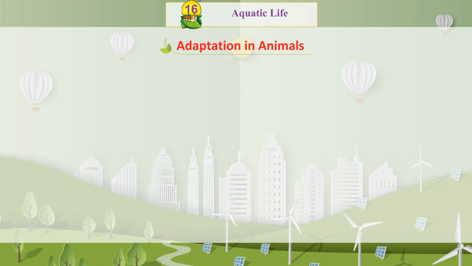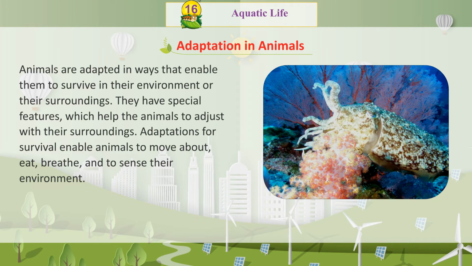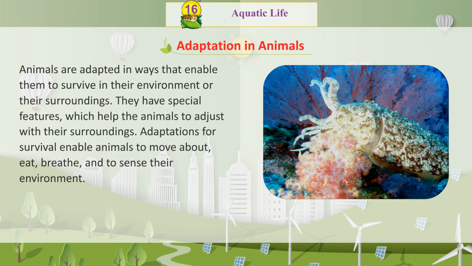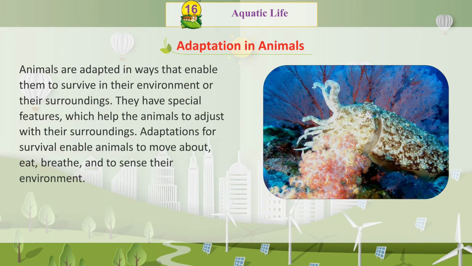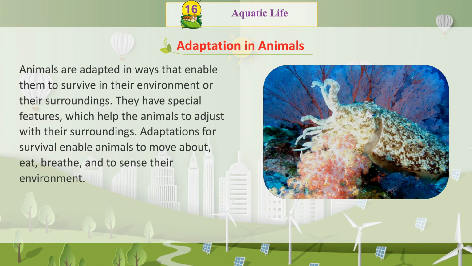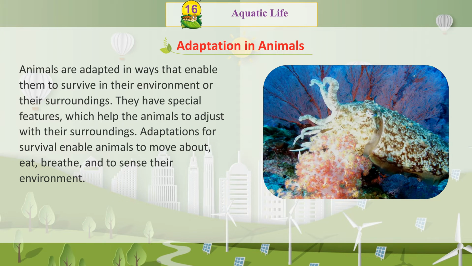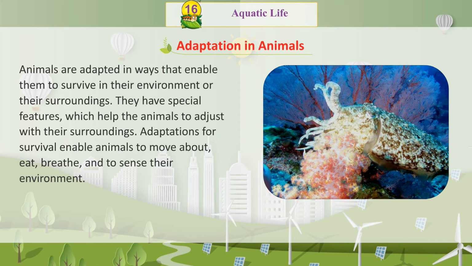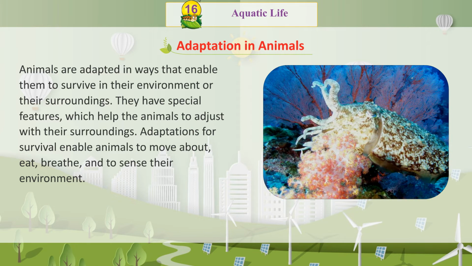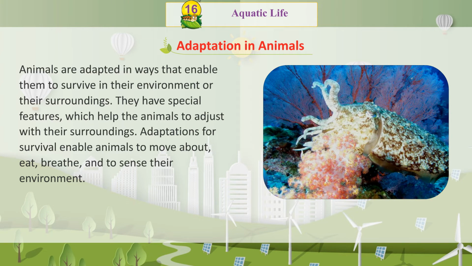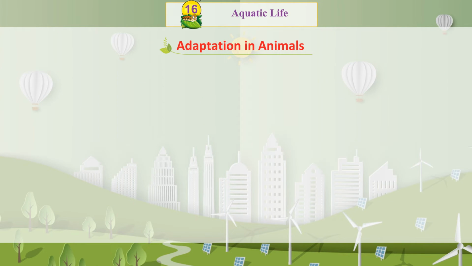Adaptation in animals. Knowledge window. Penguins spend as much as 75% of their time underwater searching for food. Animals are adapted in ways that enable them to survive in their environment or their surroundings. They have special features which help the animals to adjust to their surroundings. Adaptations for survival enable animals to move about, eat, breathe, and to sense their environment.